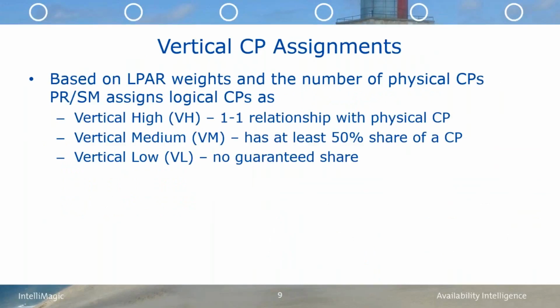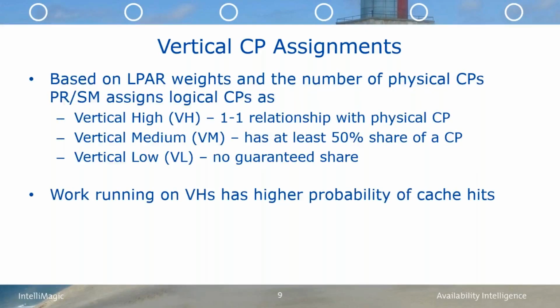When hyperdispatch is active, PR/SM assigns logical CPs as vertical highs, mediums, or lows based on LPAR weights and the number of physical CPs. Vertical high logical CPs have a one-to-one relationship with a physical CP. Vertical mediums have at least a 50% share of a physical CP. Vertical lows have no guaranteed share. They exist to exploit unused capacity from other LPARs who are not using all of their share.